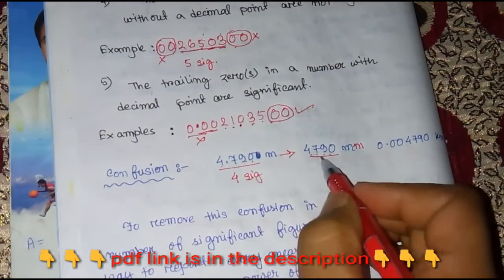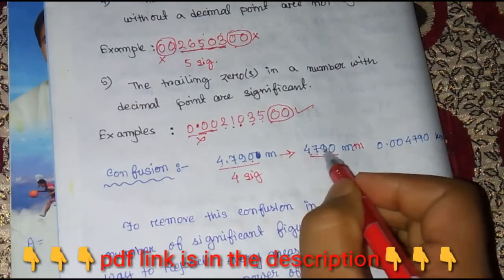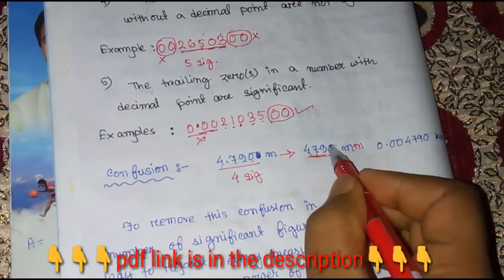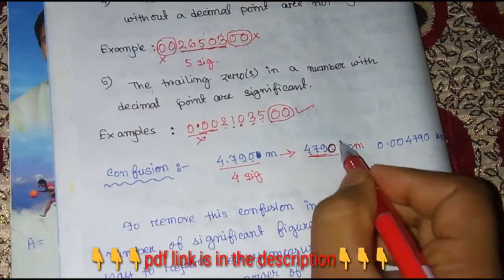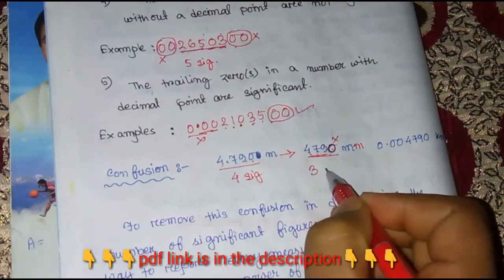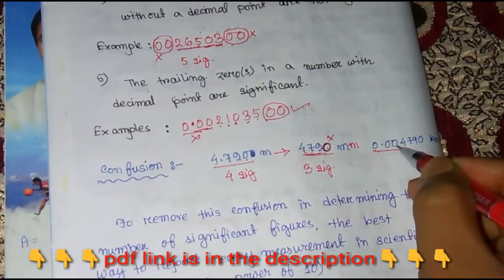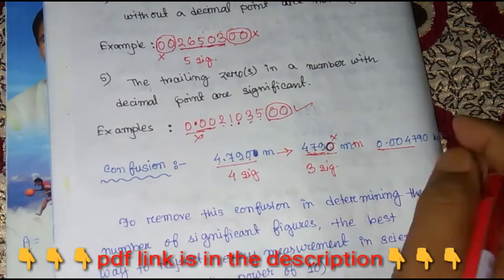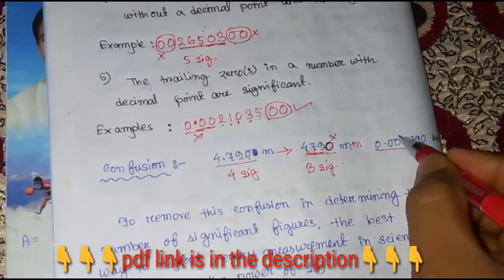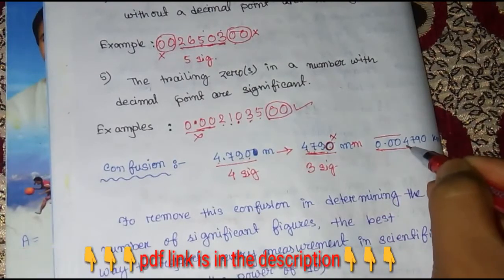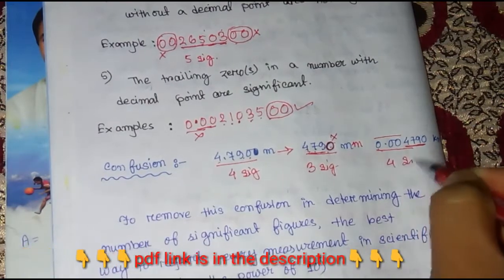But in 4790, these three terms are significant, but this zero is a trailing zero and there is no decimal point, so it is not significant. So here you can see there are 3 significant digits. And in the other case, from the third rule, these zeros are not significant, only these digits are significant. So here are also 4 significant digits.